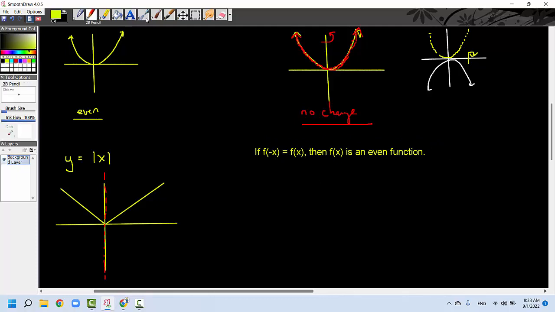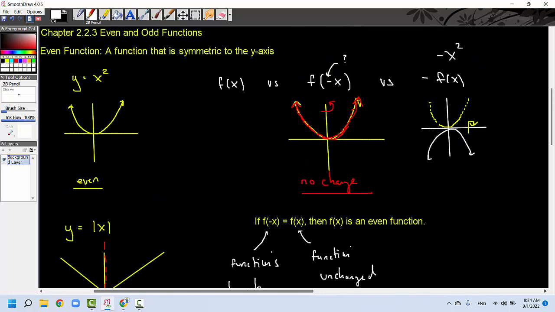Okay? So again, let's talk about what each of these things means. This right here means the function's back, right? The function's back. This right here is the function unchanged. Okay? So let's see how we could do that algebraically.